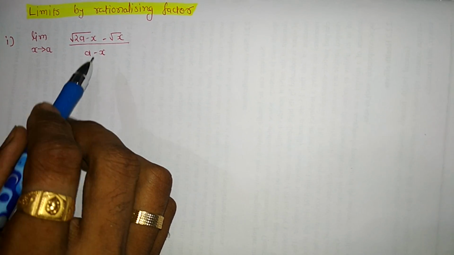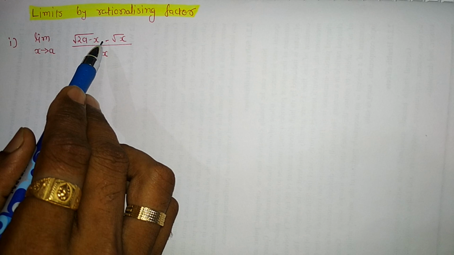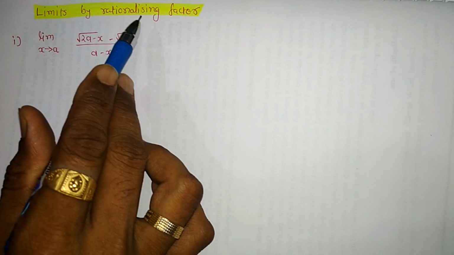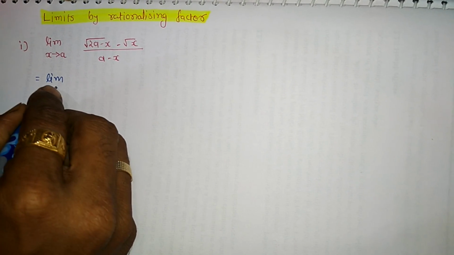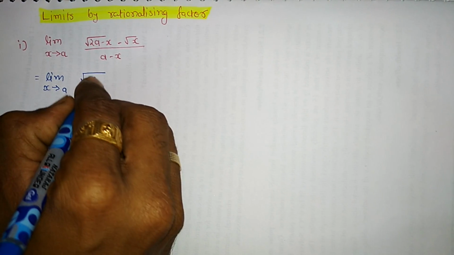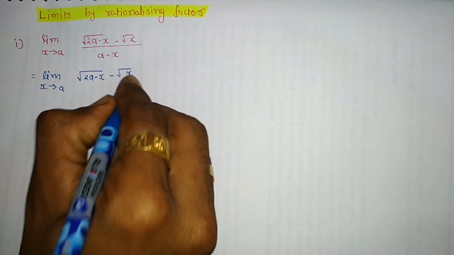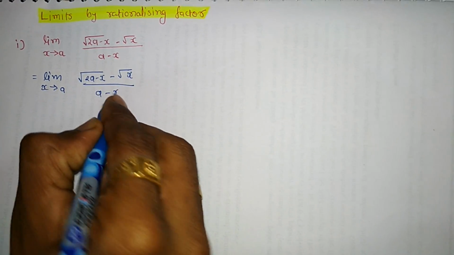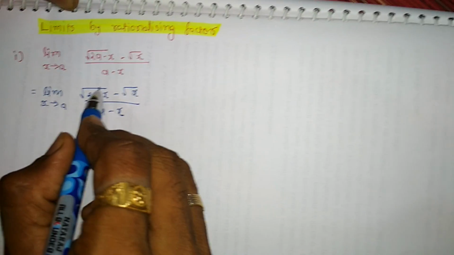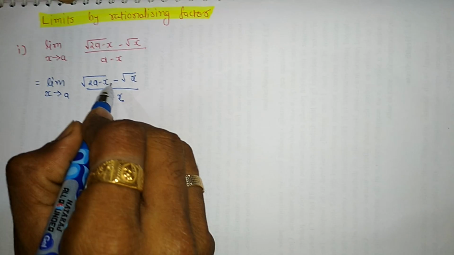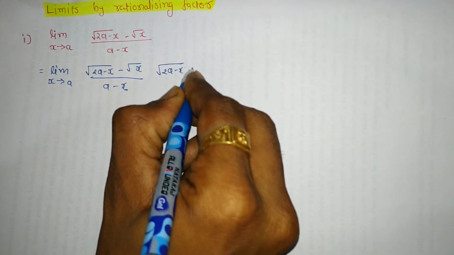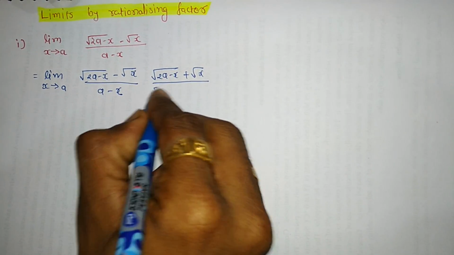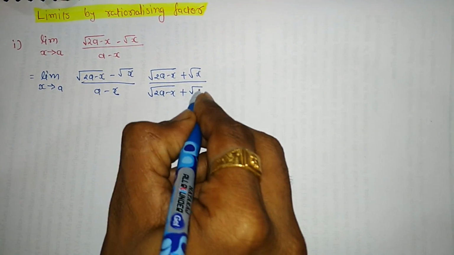It is not necessary that here it will be minus only. Here it may be plus also. So this problem of limit we will solve by rationalizing factor. So it will be limit x tends to a, root 2a minus x minus root x upon a minus x. The rationalizing factor of this term is root 2a minus x plus root x. So it will be root 2a minus x plus root x upon root 2a minus x plus root x.